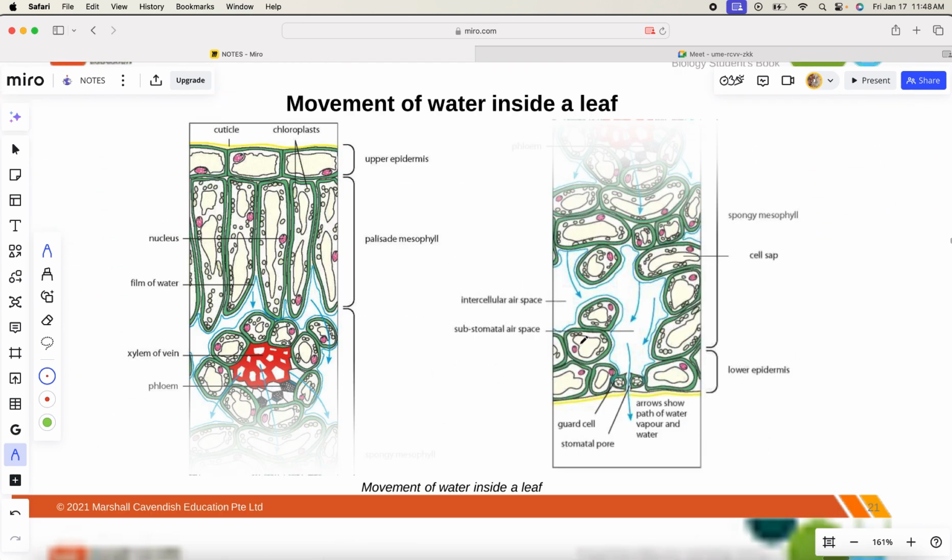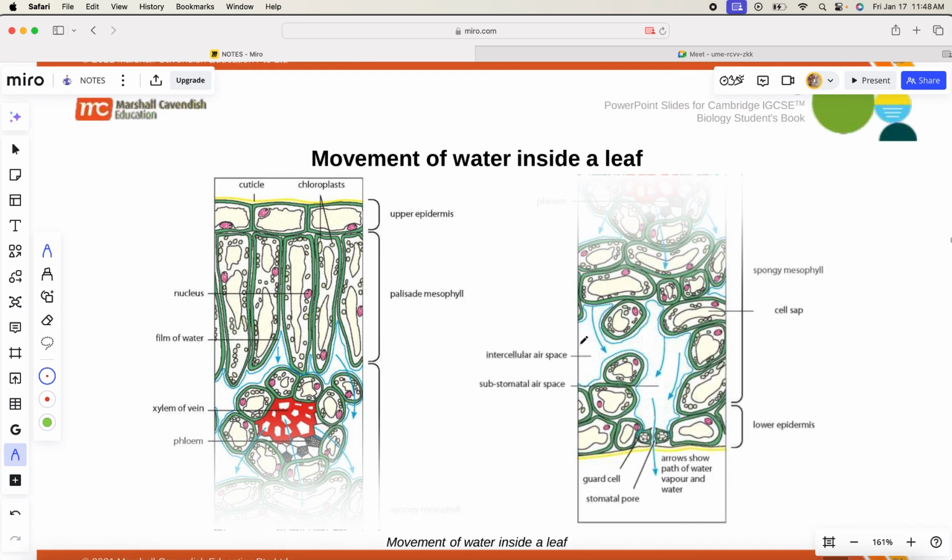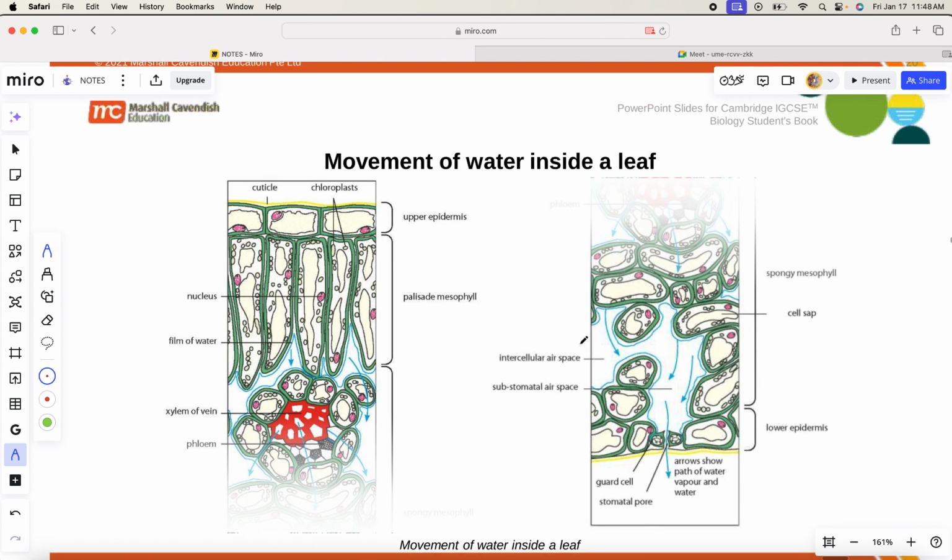Okay? Now here is the story we've just analyzed. Movement of water inside the leaf. How does water move in the leaf? Okay, when the water is brought by this reddish one, right? Okay, these are called the xylem veins. Okay, these are the phloem.